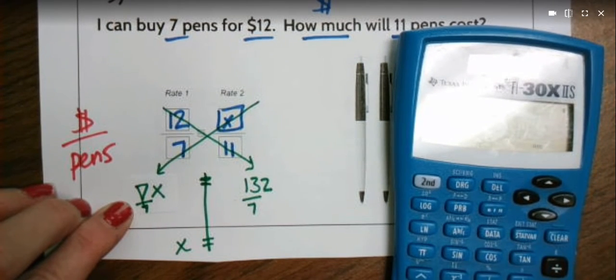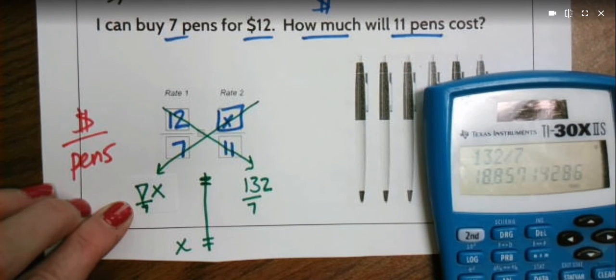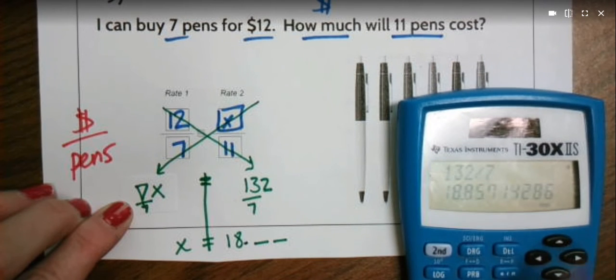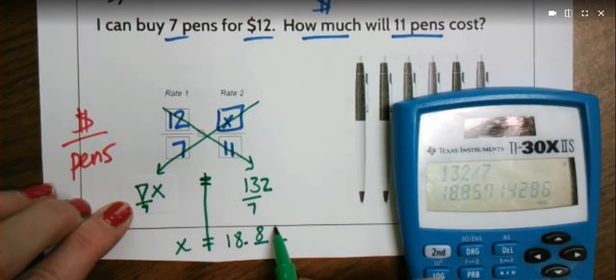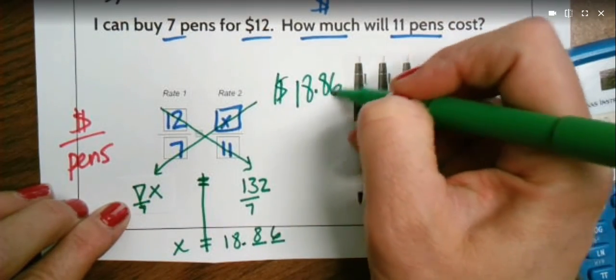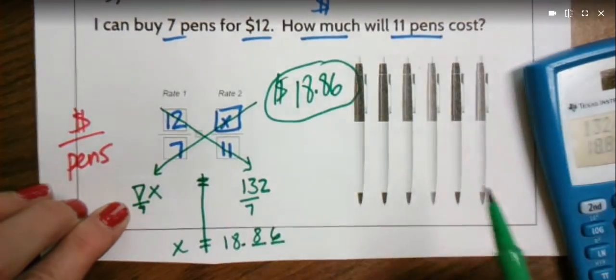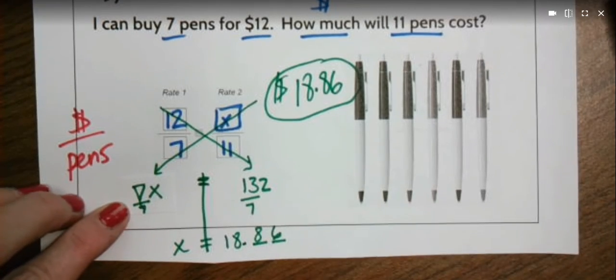132 divided by 7. And that's going to give me about, look at this, 18.85, two places after the decimal point. Do you see how that's an 8? And then the 5, if you look at the 5, the next digit's a 7. So I'm going to bump that 5 up to 6. So the 85 cents is going to bump up to 86 cents. So we're going to say it's going to be about $18.86 for 11 pens.